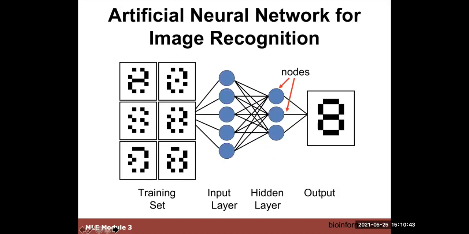If we were to do that in an artificial neural network, we would have our training set, which is the input and output part of the concept. Then we would have an input layer, a hidden layer, and an output, so essentially a 2-layer network. What this neural network is supposed to do is take these corrupted images and spit out the corrected number 8.